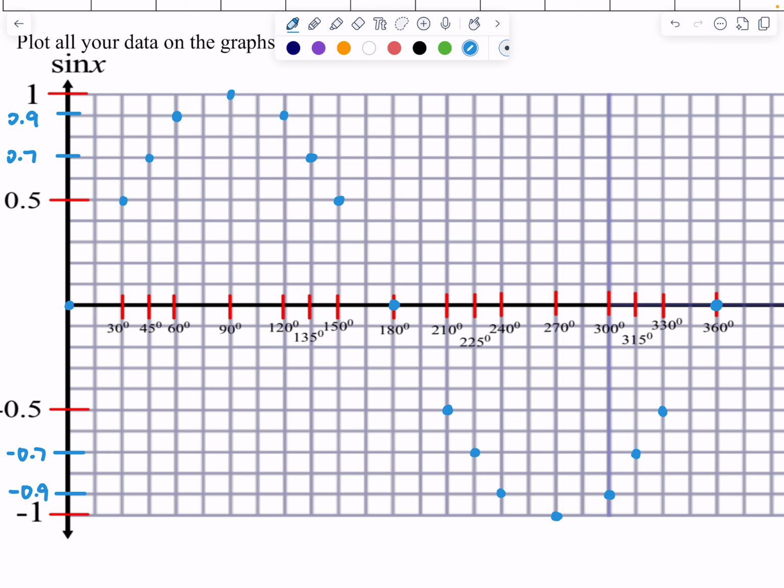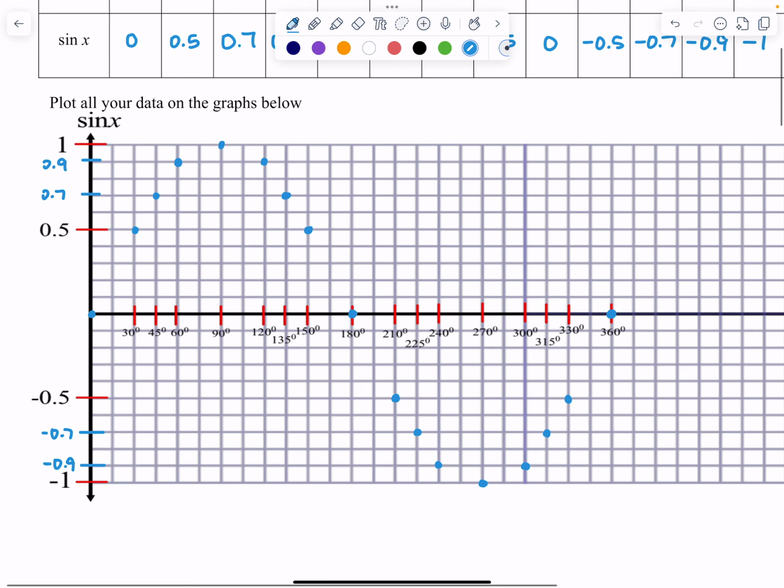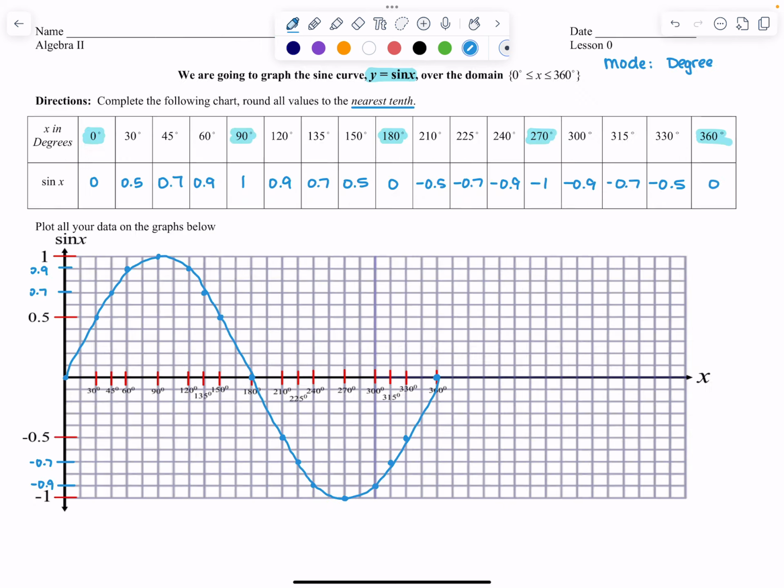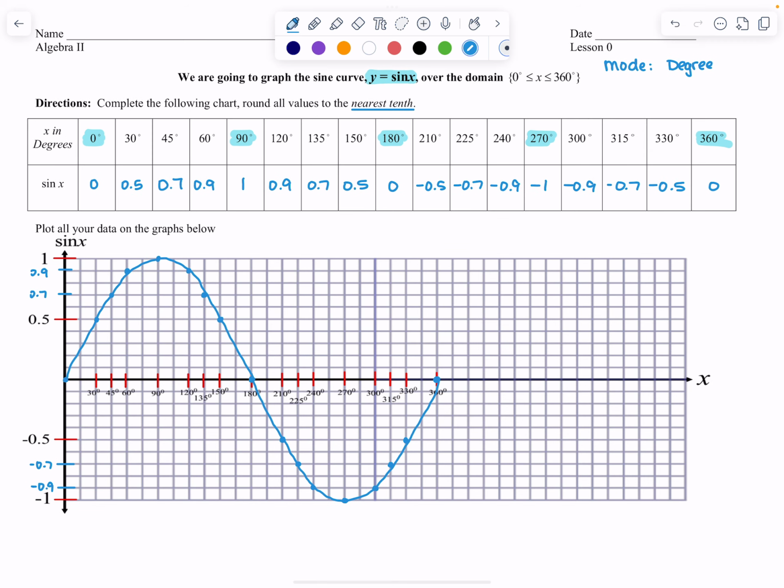So now this is called a sine curve. You're going to do your best to connect your points with a smooth curve. We sometimes even refer to the sine and cosine curves as a wave. So they're smooth curves. Just make sure you're not using a ruler, you're just doing your best to connect them. And that's overall the shape that one cycle of the sine curve would make.